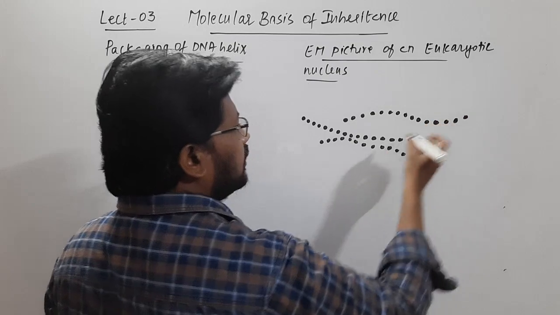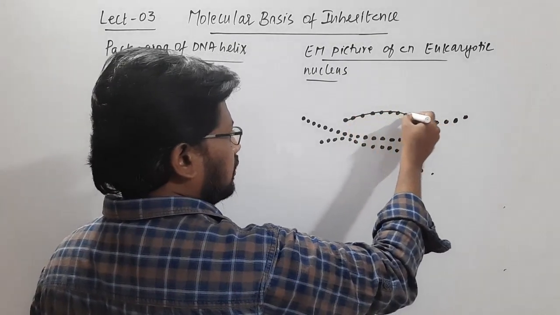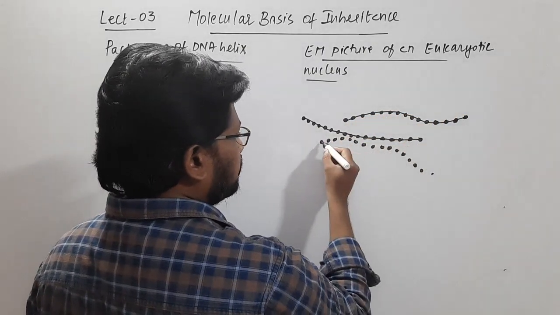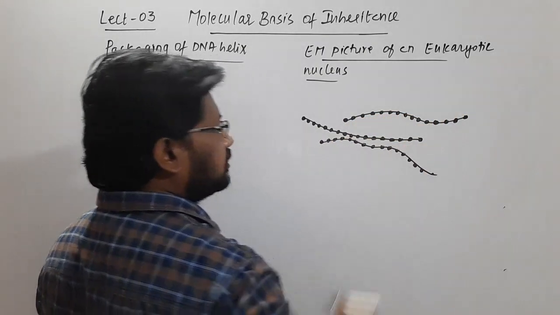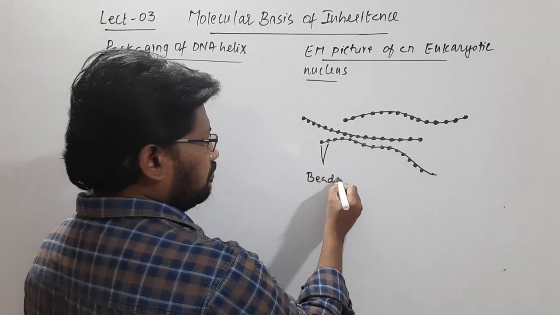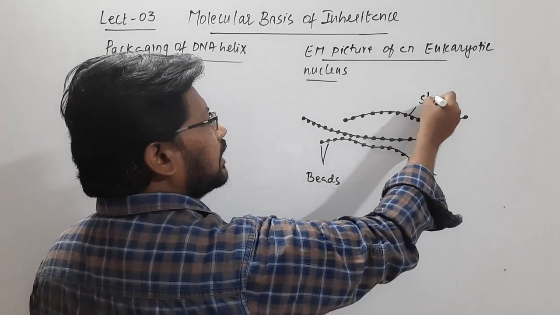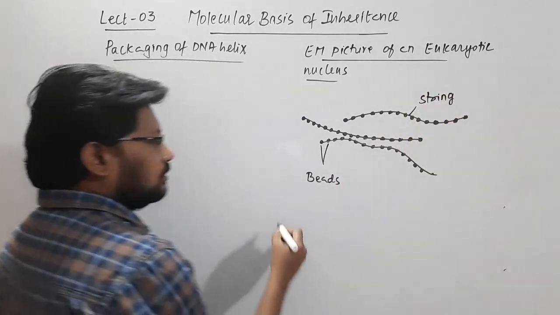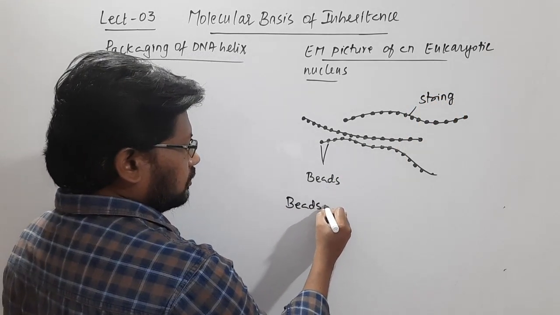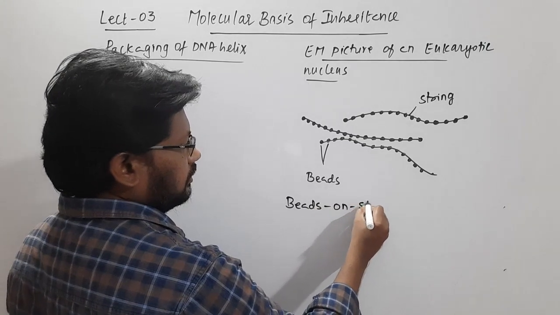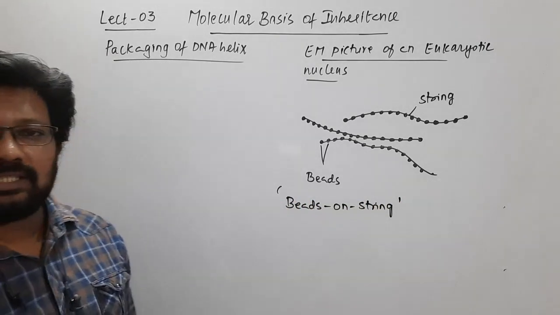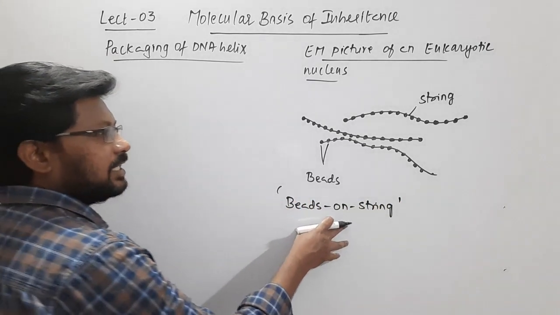Right, and these bead-like structures are linked by a thread-like structure. Okay, so these are beads and this is a string. So they called it beads on string like appearance.